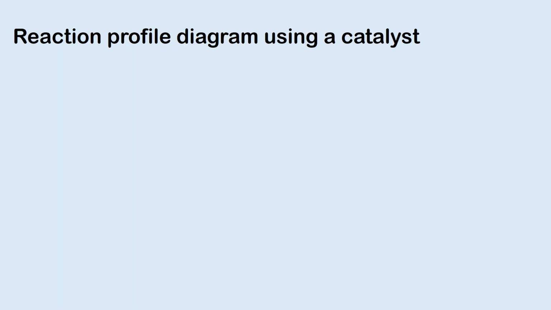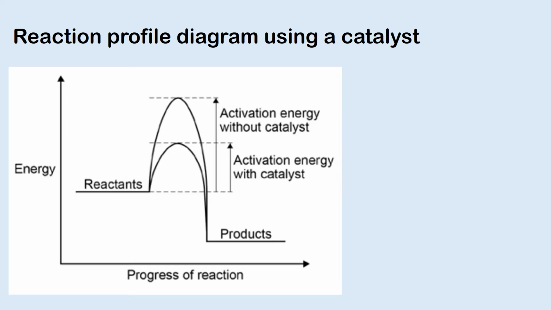So, I wonder if you've had a think about that. Well, here's our reaction profile diagram with a catalyst. You will notice the original reaction, here it is over the top, and then the catalyzed reaction here. So the catalyzed reaction clearly has a different pathway, and it is important that you mention that, a different or alternative pathway which has a lower activation energy.